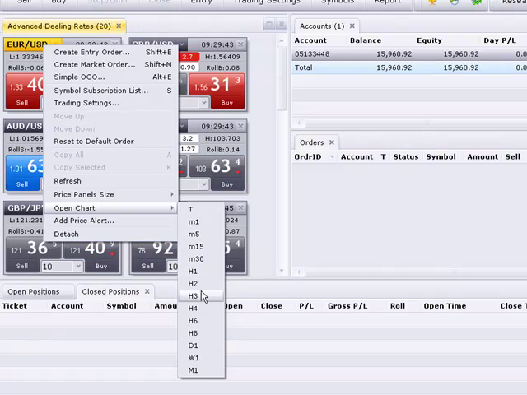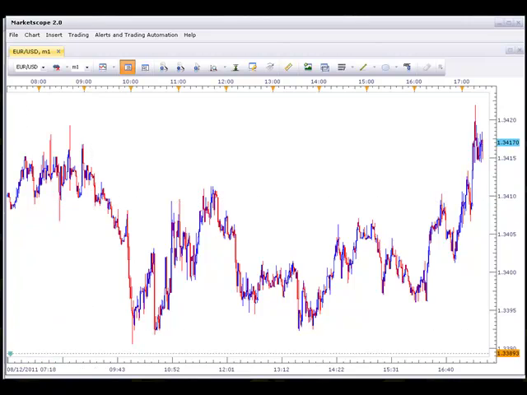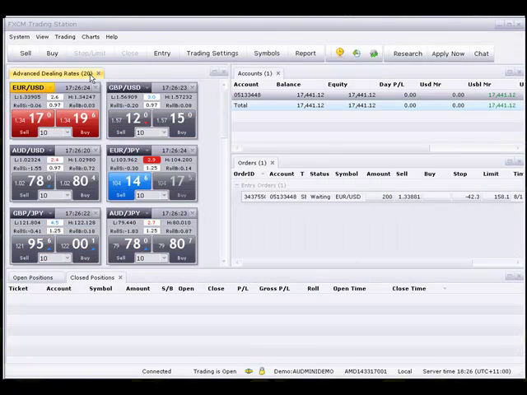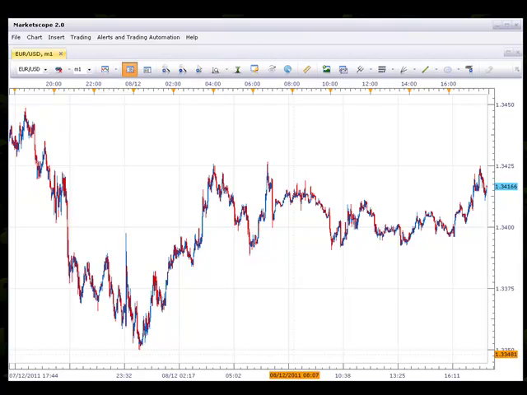We will try a 1 minute for this example. A new window is displayed showing the chart. On the chart, you can see the value of the Euro-US dollars over time. Another way to open a chart is to click Chart on the Trading Station menu at the top of the screen here, and then select Open Chart and then the time interval in the same way.